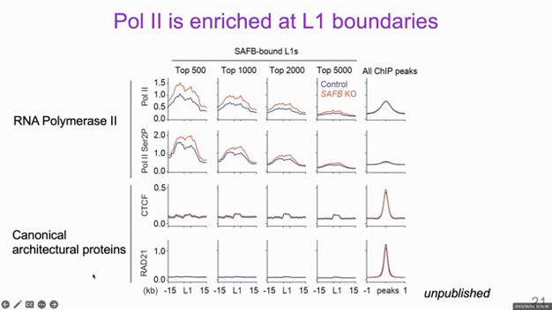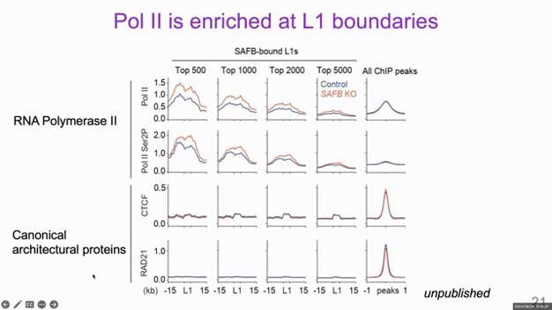In comparison, the canonical architectural proteins such as CTCF or the cohesin component RAD21 are not enriched over the TAD borders. That means the RNA polymerase probably contributes a lot to the TAD boundary formation. We also performed acute inhibition of the transcription by flavopiridol treatment, and we found that when the transcription was inhibited, the LINE1 TAD boundaries got impaired. That means the LINE1 boundaries are dependent on active transcription or Pol II occupancy.